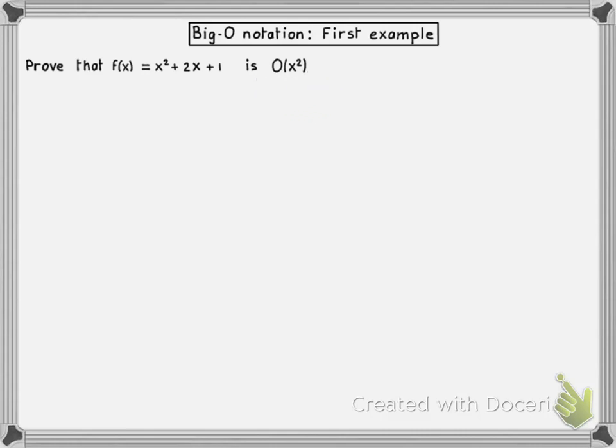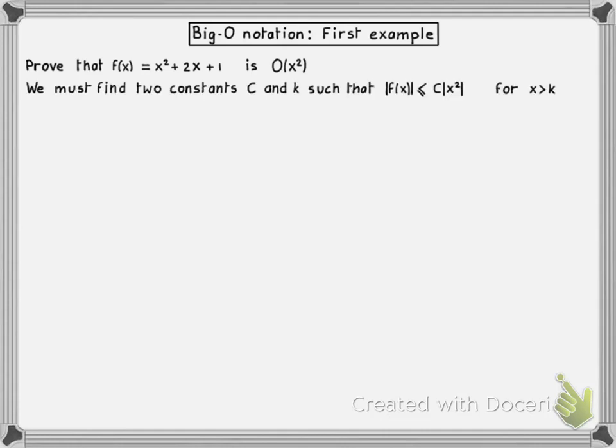Now, according to the definition of the big O notation, what your job is then is to determine which two constants c and k you can use to prove that the absolute value of f of x is less than or equal to c times the absolute value of x squared, as long as x is greater than k. So how to determine or to pick values for c and k?